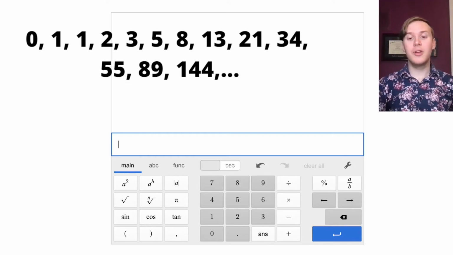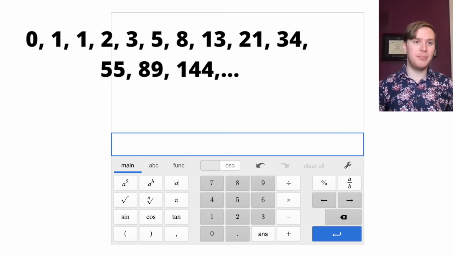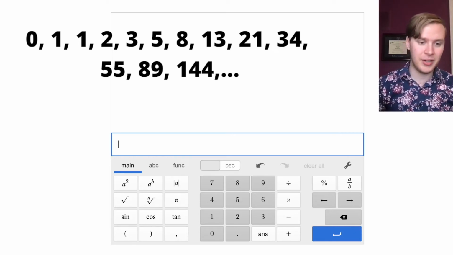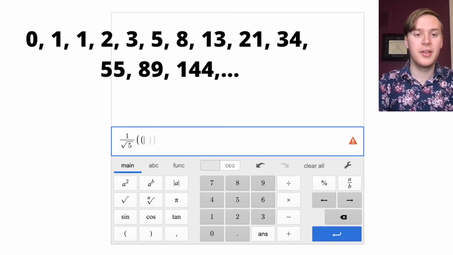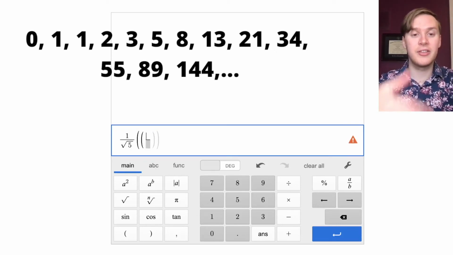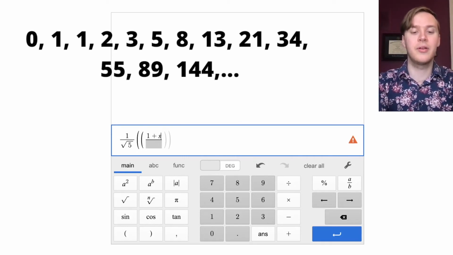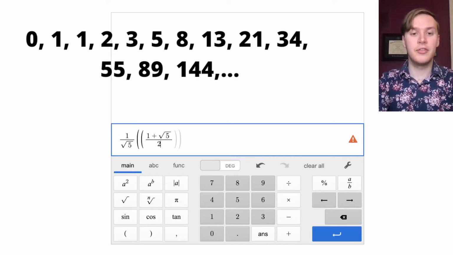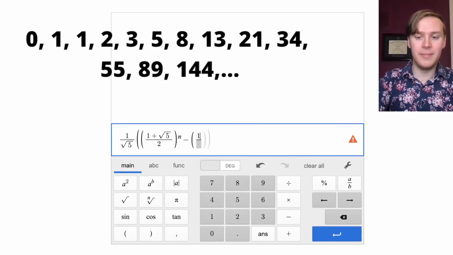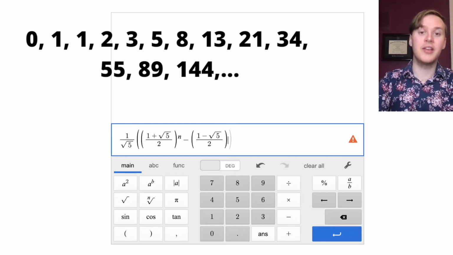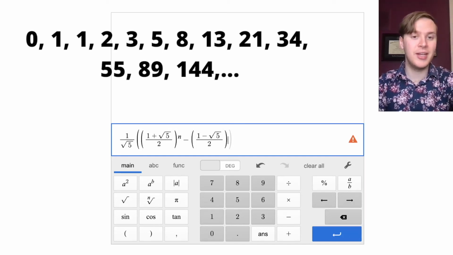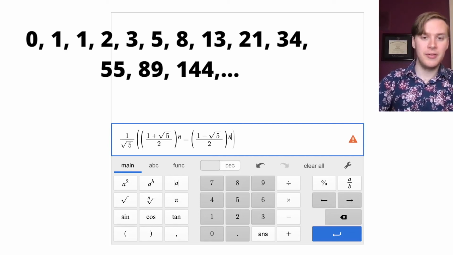So what I'm going to do is I'm going to type in Binet's formula into here. 1 over square root of 5 times the golden ratio. We're going to actually have to write out what that is. The golden ratio phi is 1 plus the square root of 5 over 2. We take that to the nth power minus 1 minus the square root of 5 over 2, which we know is the same as 1 minus phi to the nth power.